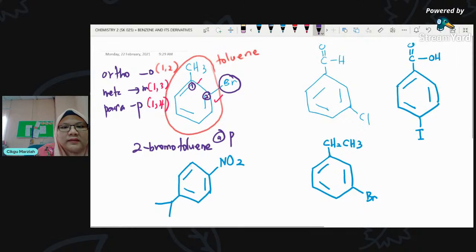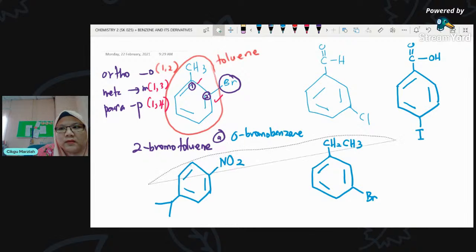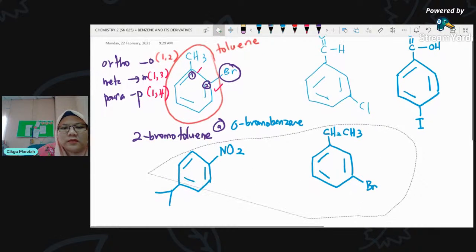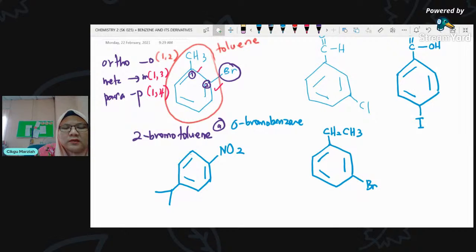o lah kan, 1, 2 kan. Okay, tulis macam ni. O-bromobenzene. Boleh tulis macam ni. Nak ke bawah sikit pada bawah ni.